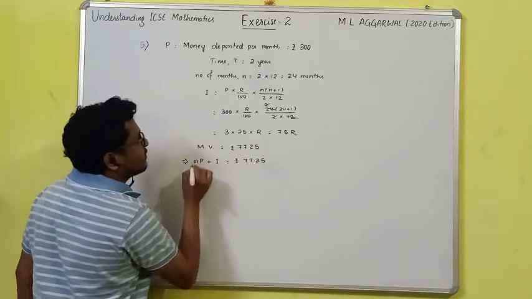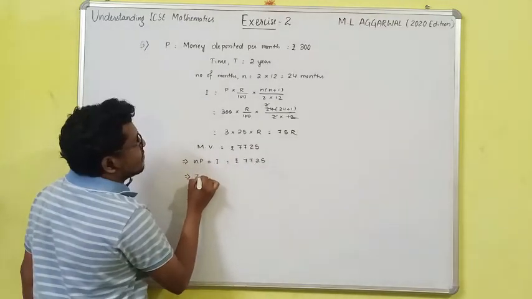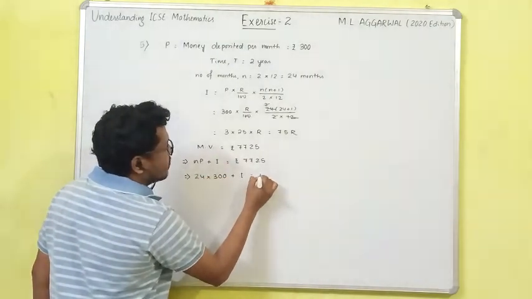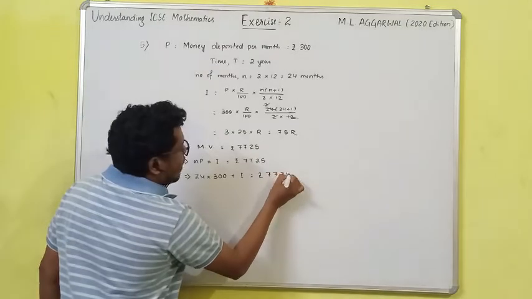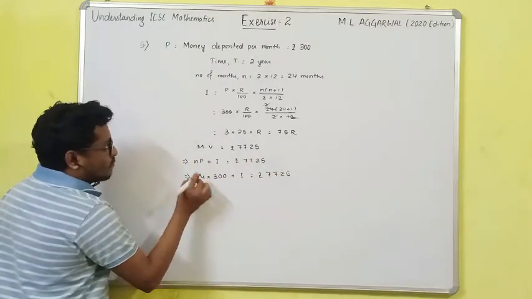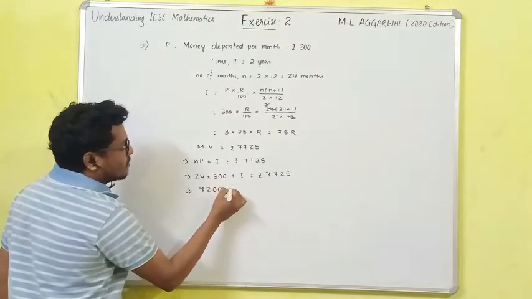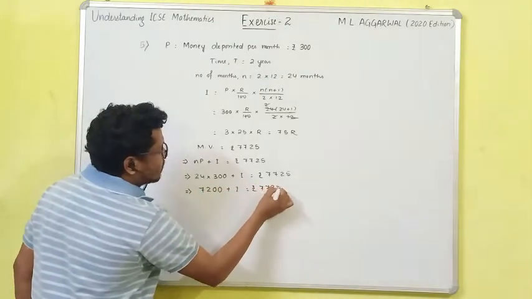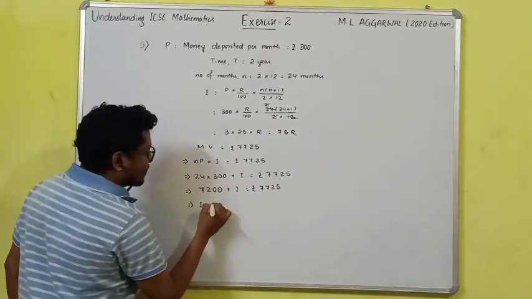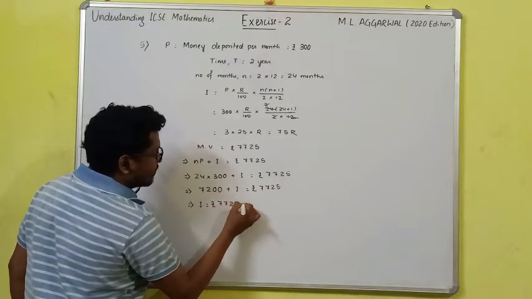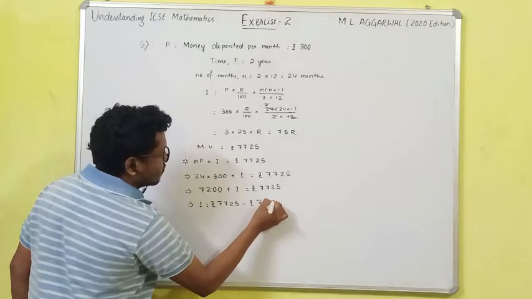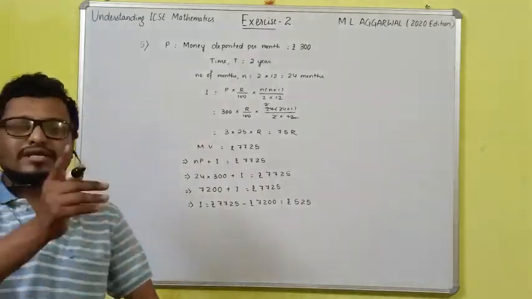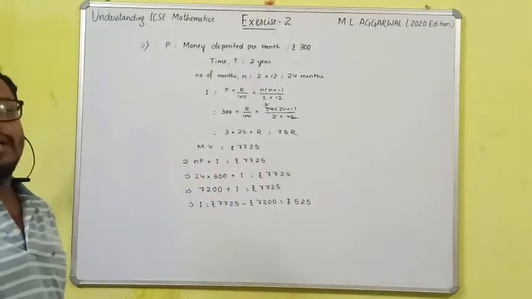In this question, one thing you just remember: sometimes in this type of question, the question can ask you to find the I also. So how will you calculate I? See here, 24 into 3 is 72, so 7200 plus I is equal to 7725. So I is equal to 7725 minus rupees 7200, which is equal to rupees 525. So if your question says find the interest, you can write 525 directly.